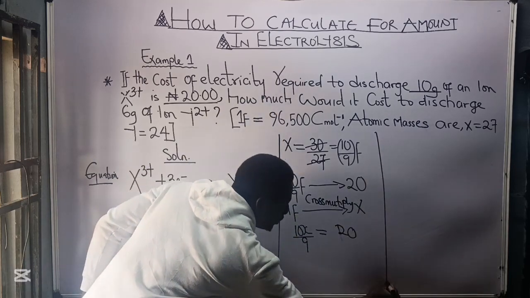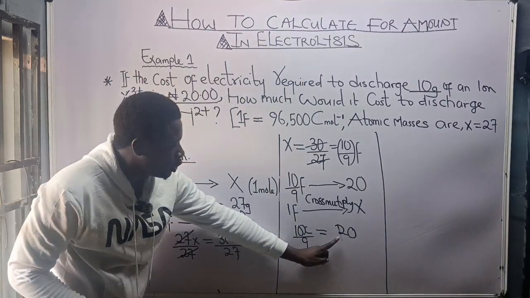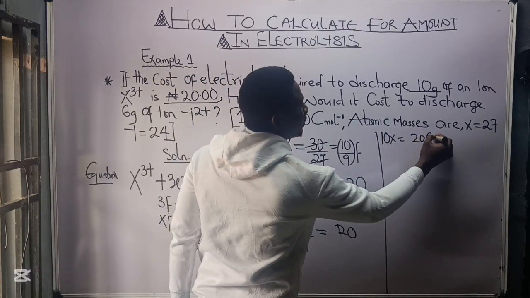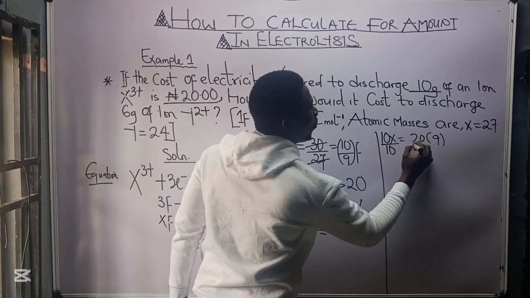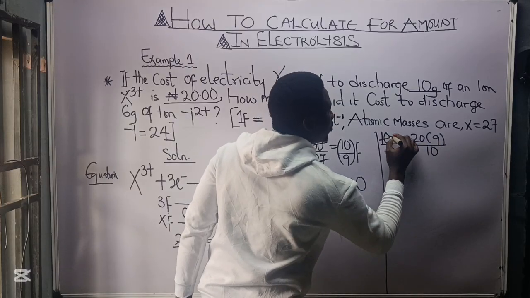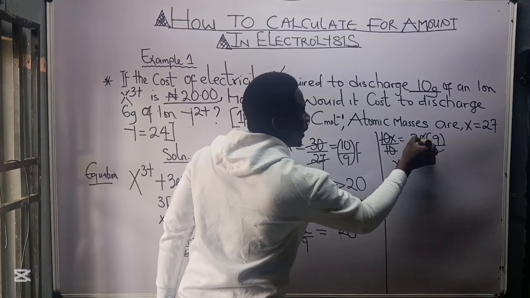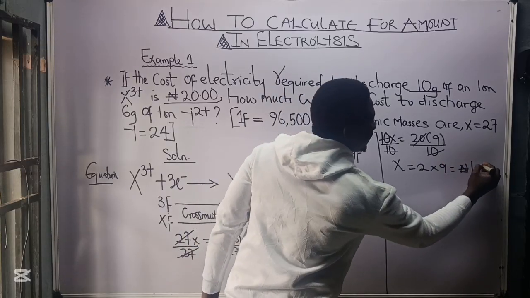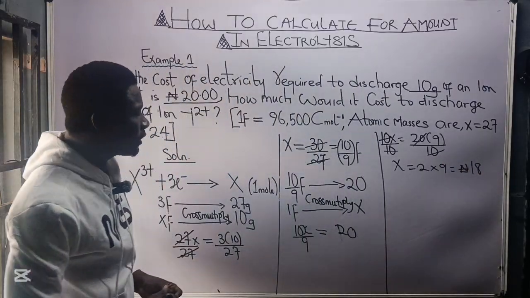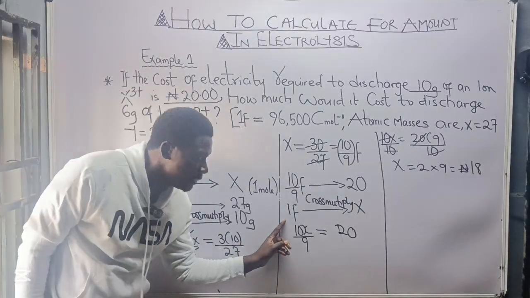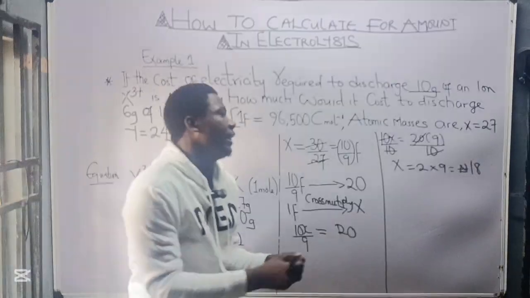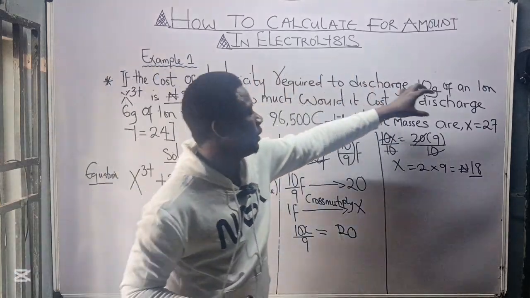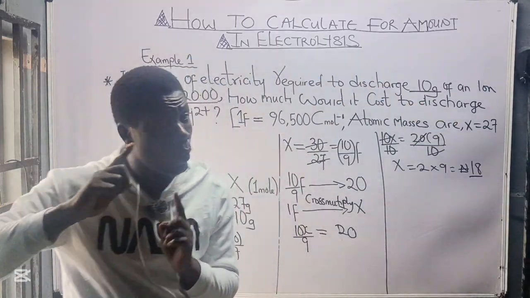So what do we do hereafter? If you use this to multiply this, you are going to get 10x equals 20 times 9. Then you divide both sides by what? By 10. So this cancels this, x will give us this cancels this, 2 times 9, and that will give us what? 18 naira. Wow. So this simply means that 1 Faraday, which is x, is 18 naira. So the essence of having this first detail is to know the amount for 1 Faraday.